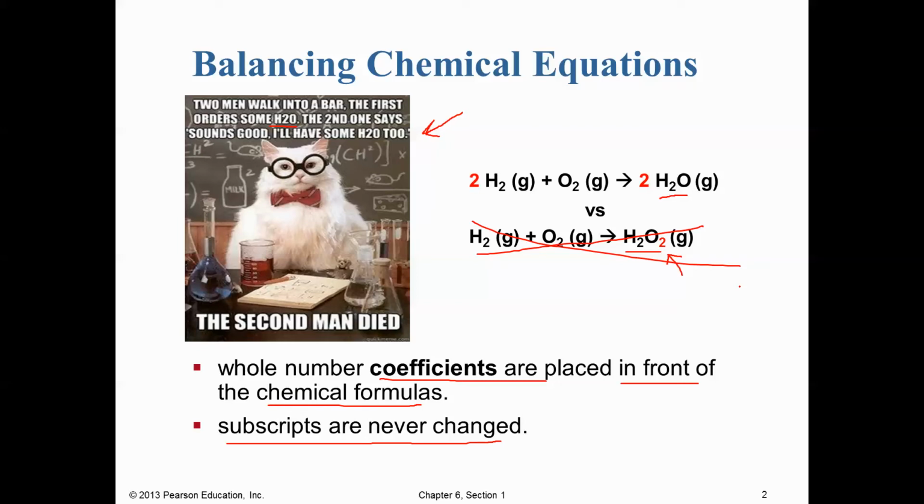And we're going to want to make sure that we have whole number coefficients when we balance these equations. So we're looking for integer values here.